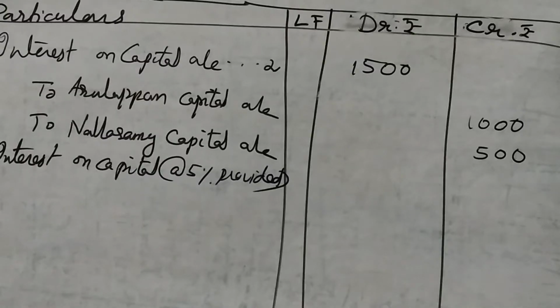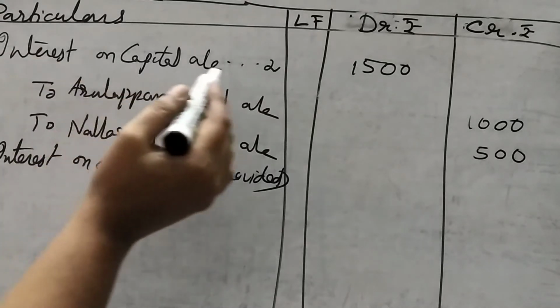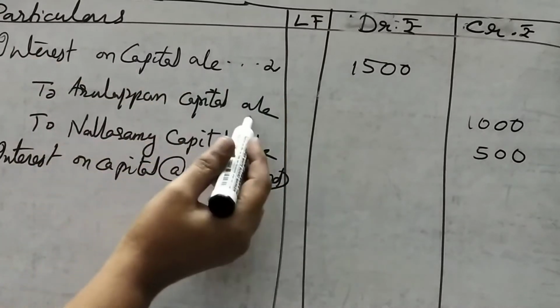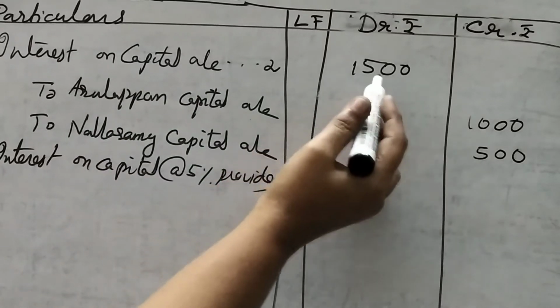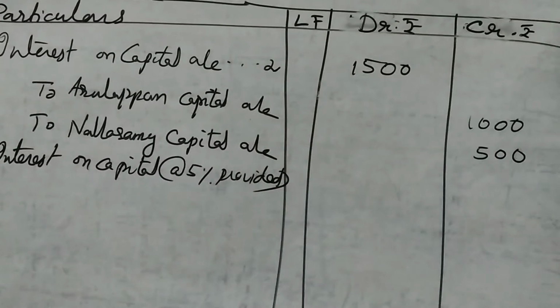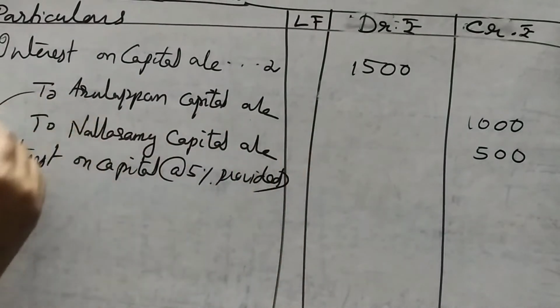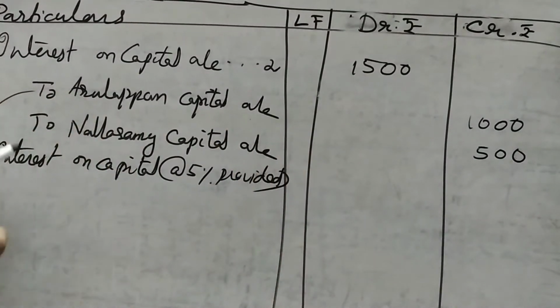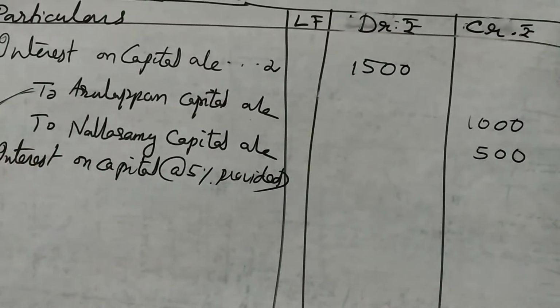We are going to write the journal entries. First one, interest on capital at 5% per annum. This is the journal entry: interest on capital account debit, to Arlappan capital account, to Nallasamy capital account. Arlappan, how much capital? Capital given in the question is 20,000, so 20,000 into 5 by 100.